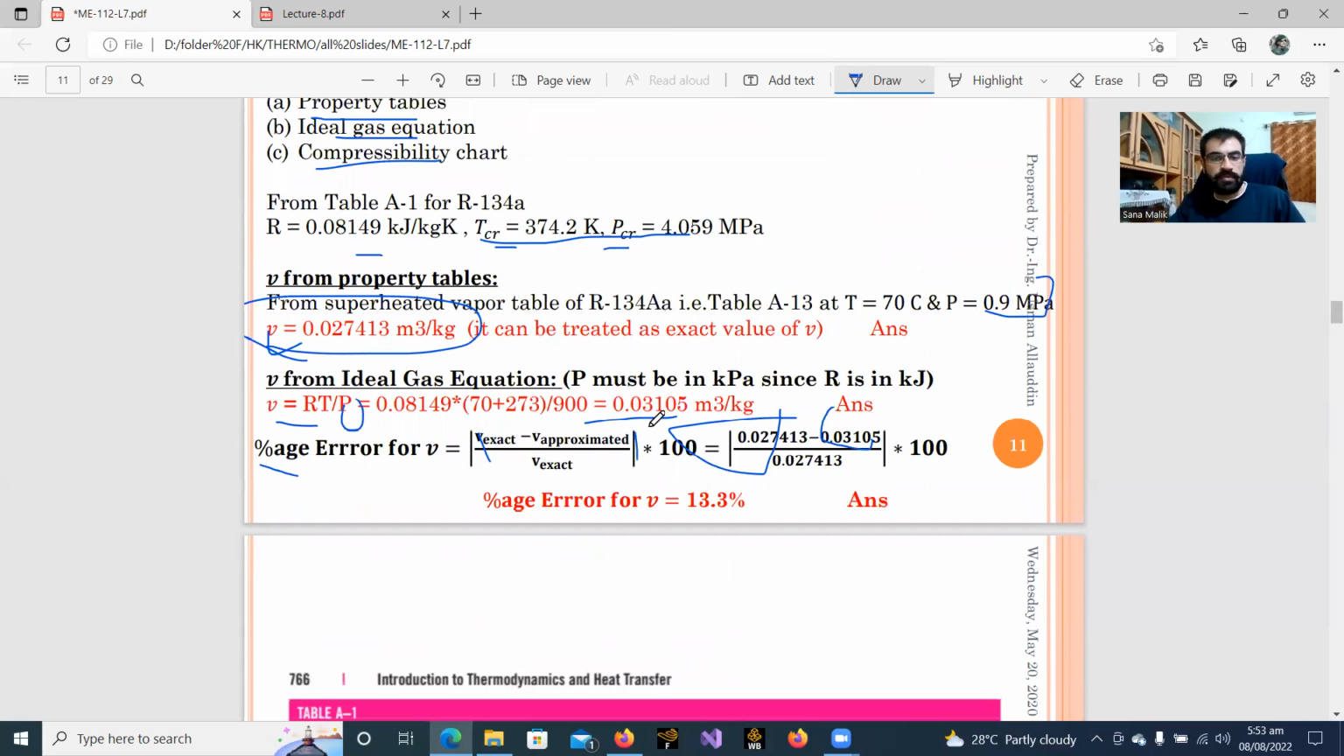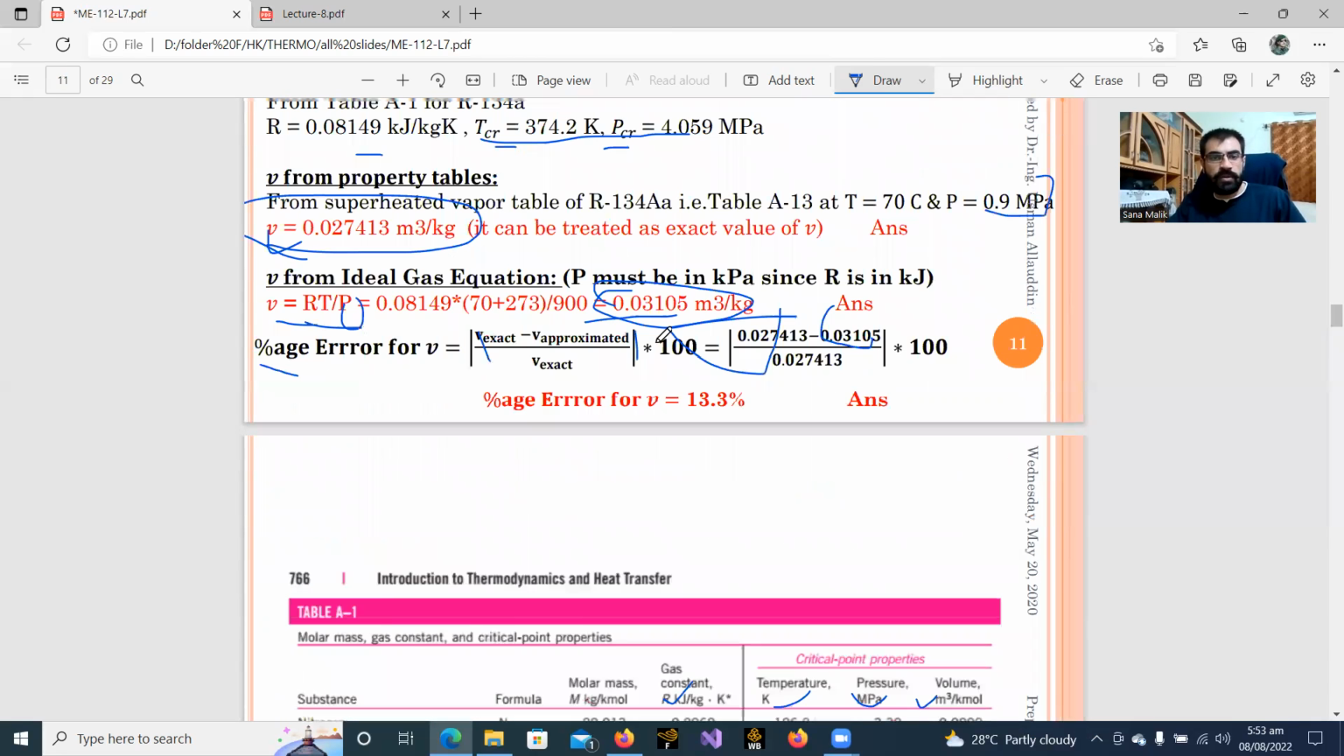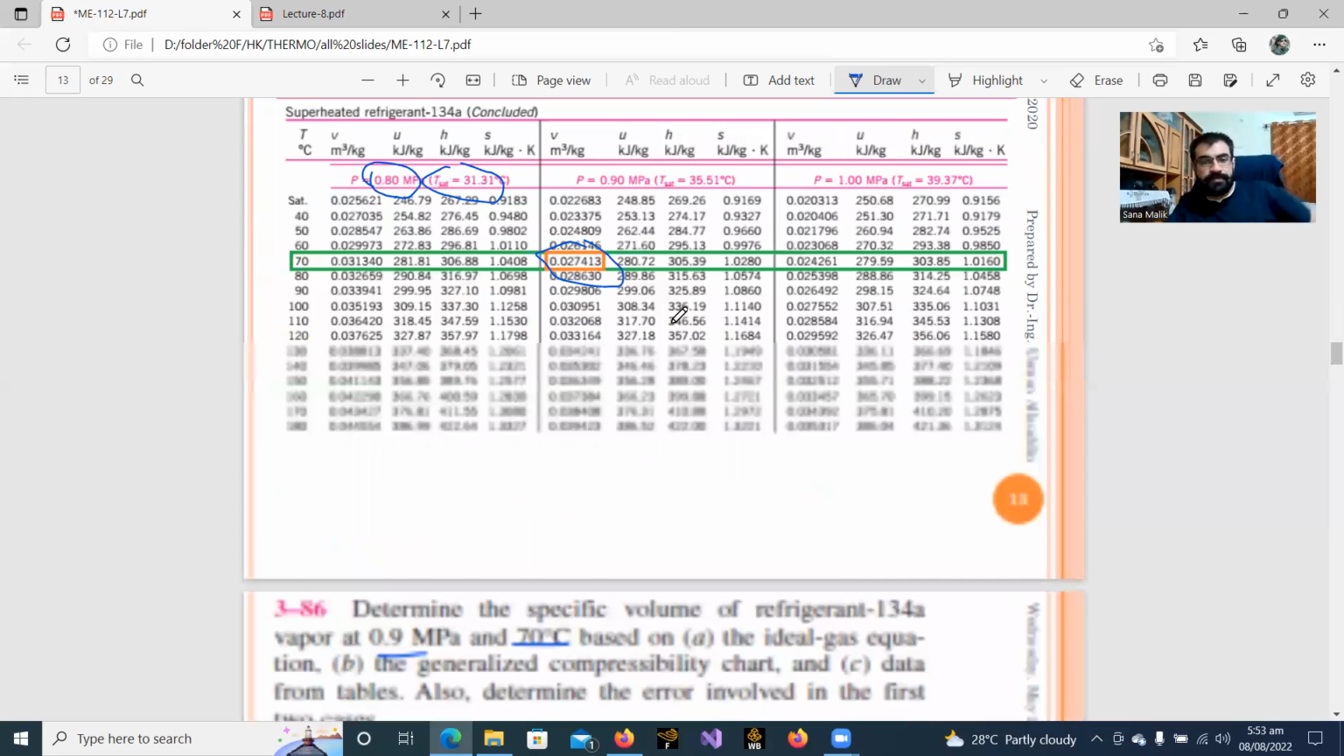Look, this one. That's how you find the ideal. 0.0310.